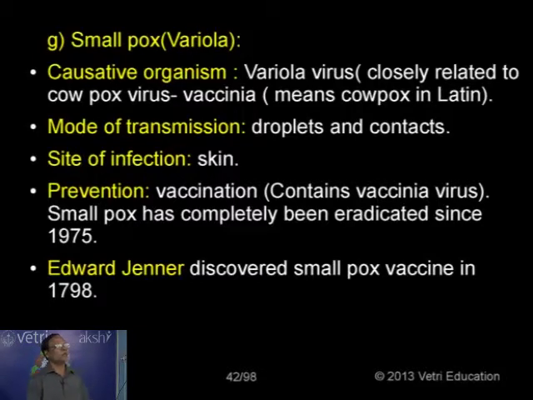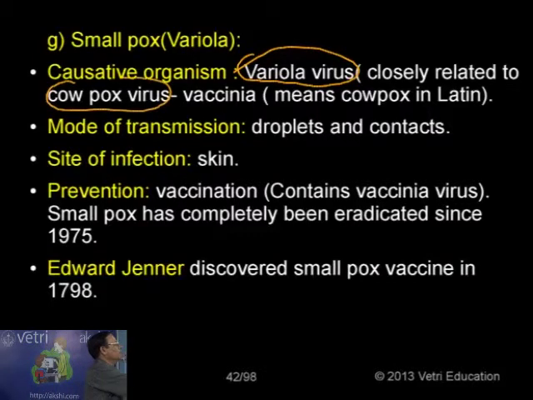Here the name of the virus is called variola virus, and that one chickenpox is varicella virus, and this is variola virus. This variola virus is more or less closely related to another virus that was first observed by Edward Jenner in milkmaids, and that is what is called cowpox virus. So it is a close relative of cowpox virus. The name of the cowpox virus is called vaccinia.